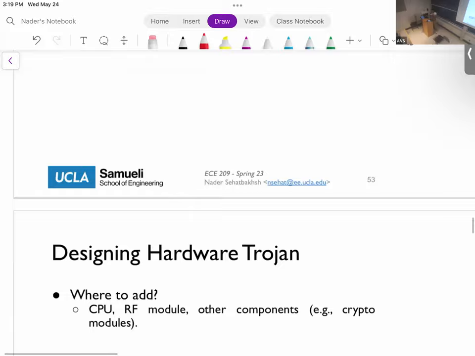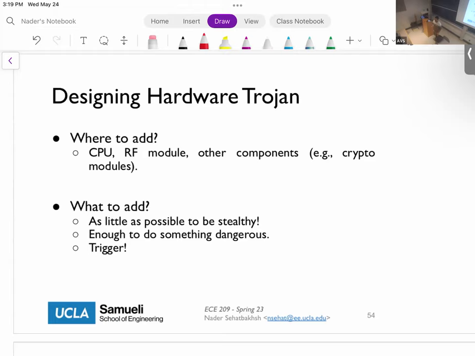And so where to add is basically anywhere. What to add could also be anything, but there are basically three things that you want to consider. One is that you want to add as little as possible. Why? Because the more you add, the more likely it is to be detected, right? So you want the minimal amount of change that gives you what you want. You want to do enough to get something notable, something dangerous.